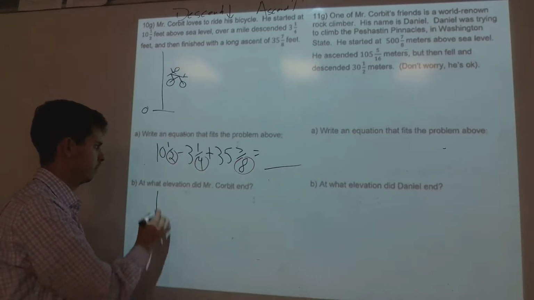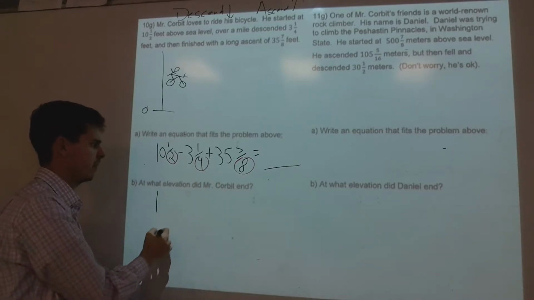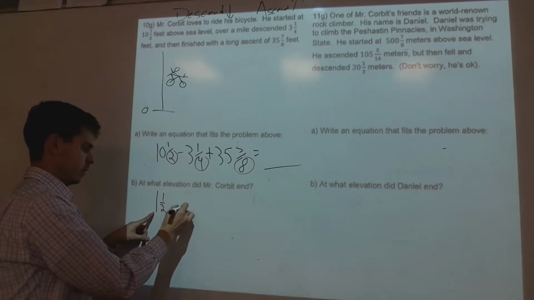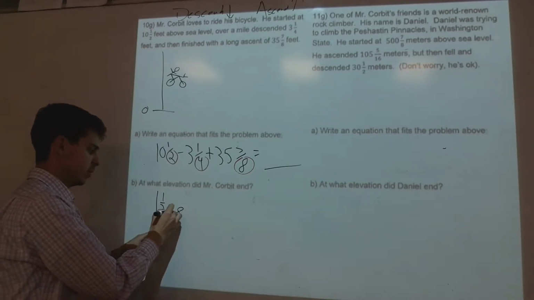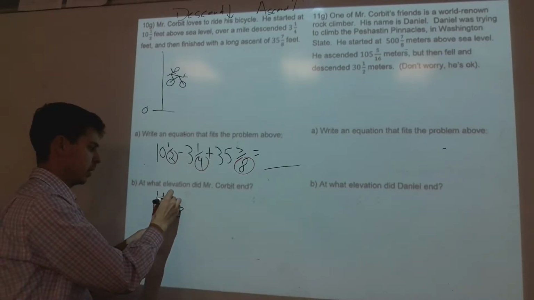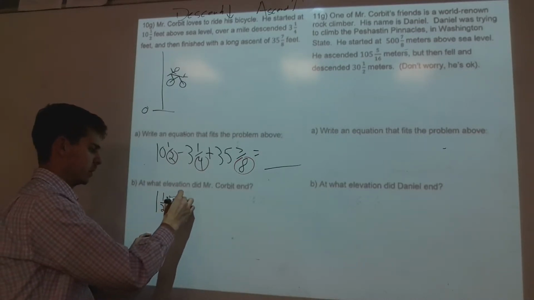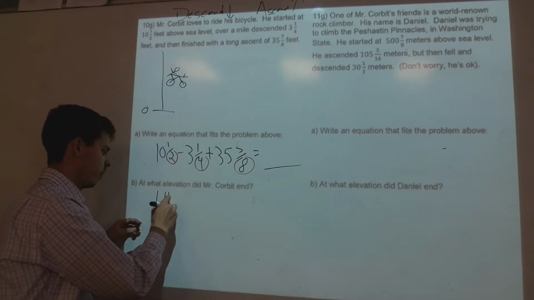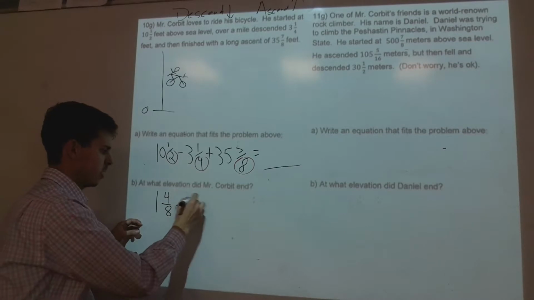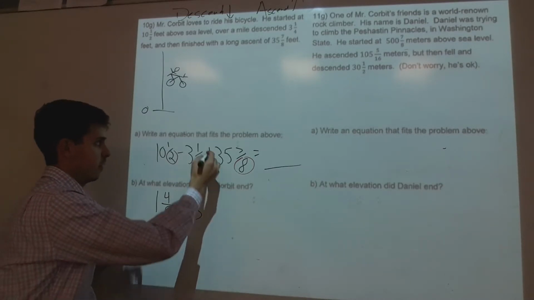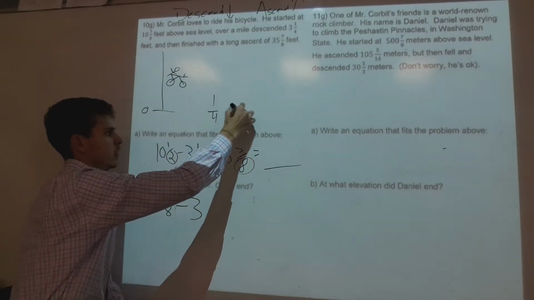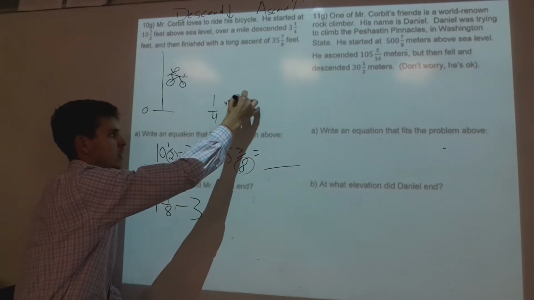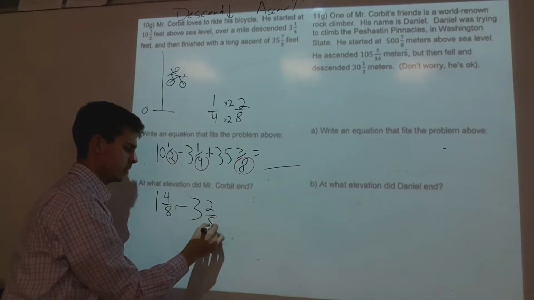So we have 1, and if I want to turn the 1/2 into something over 8, well, 2 times 4 is equal to 8, so I need to multiply the 1 also by 4, which gives me 4/8. So it's going to be 1 and 4/8 minus 3. Let's see, so if I want to make 1/4 into something over 8, this is multiplied by 2, so I'll also multiply this by 2. 1 times 2 is 2/8.